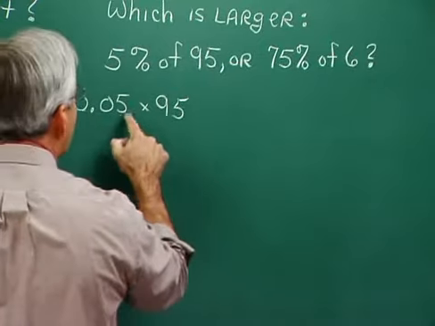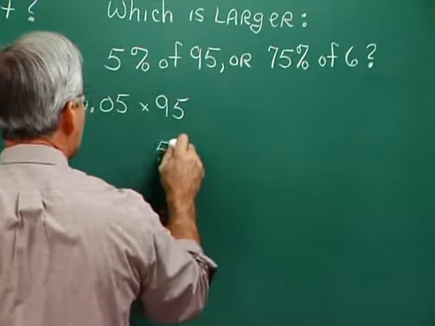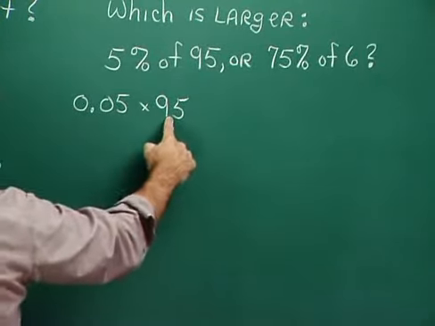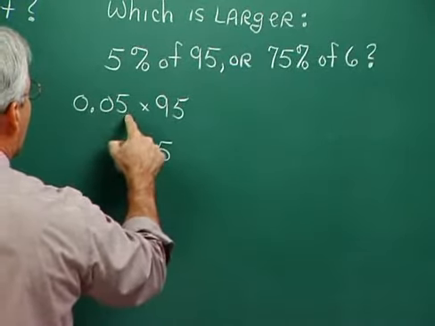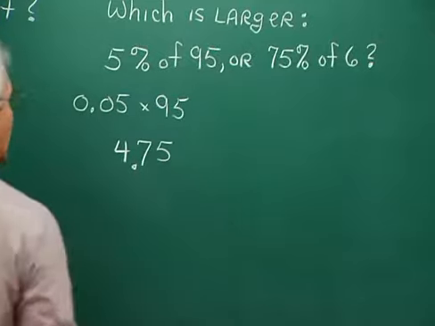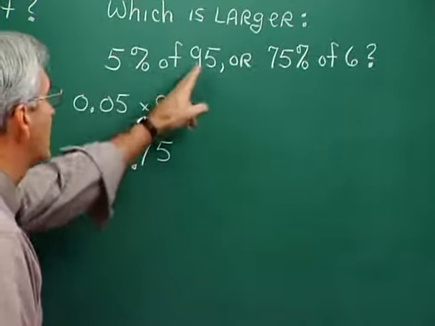So let's see, it's 5 times 5, 25, carry 2. 5 times 9, 45, and 2, 47. And now 2 digits lie to the right of the decimal, so 4.75 is 5% of 95.